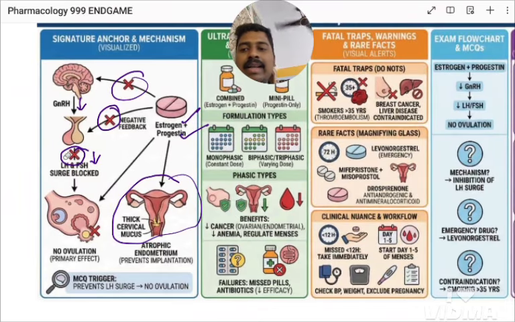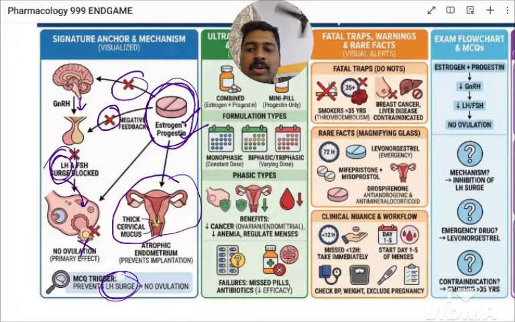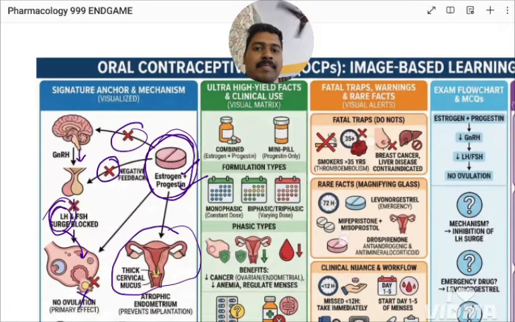So basically LH is required for ovulation, okay. Because there is negative feedback of increased progesterone and estrogen from external administration, there is no release of LH, as a result of which ovulation doesn't take place. Okay. So that is the effect of birth control pills, that is OCPs. So there is no ovulation because we don't have that LH surge that occurs.